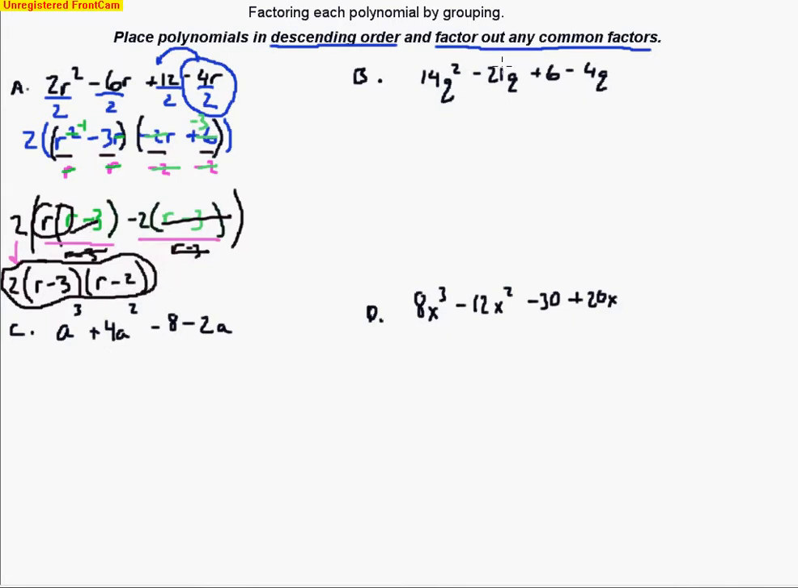Let's take a look at the next one here. Here we look at these, and we have 14, we've got 21, so those have factors of 7 and 2.